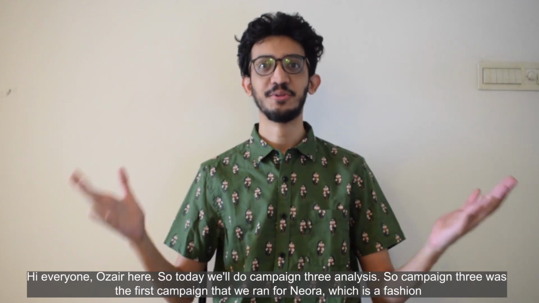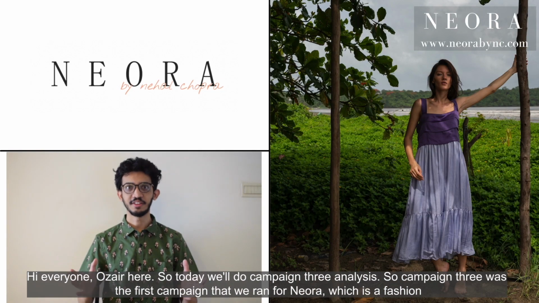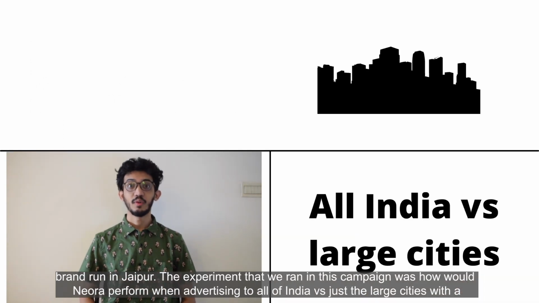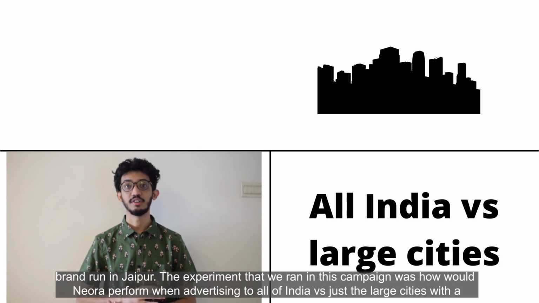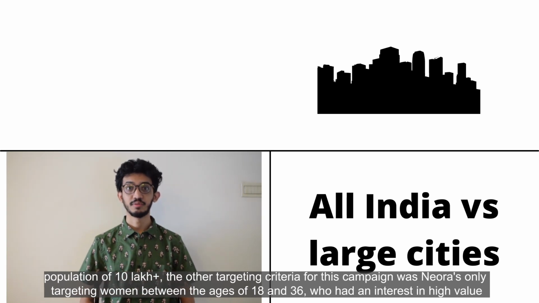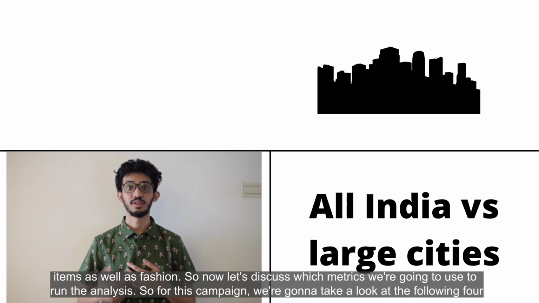Hi everyone, Jose here. So today we're going to do campaign 3 analysis. Campaign 3 was the first campaign that we ran for NEORA, which is a fashion brand run out of Jaipur. The experiment that we ran in this campaign was how would NEORA perform when advertised to all of India versus just the large cities with a population of 10 lakh plus. The other targeting criteria for this campaign was NEORA's only targeting women between the ages of 18 and 36 who had an interest in high value items as well as fashion.